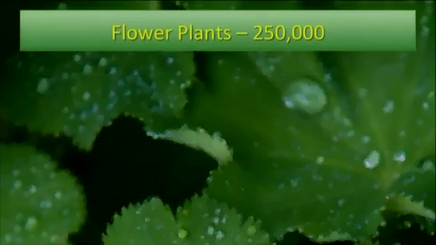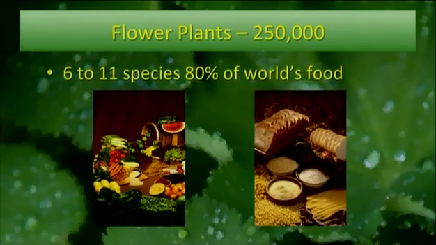So for one thing, flowering plants number more than 250,000 species. These are flowering plants, also known as angiosperms, also known as magnoliophyta, also known as anthophyta. Of these, 6 to 11 species of flowering plant provide 80% of the food of the world, of all the humans. Okay, 6 to 11 species provide about 80% of the world's food. We'll come upon this later on in our little talk.